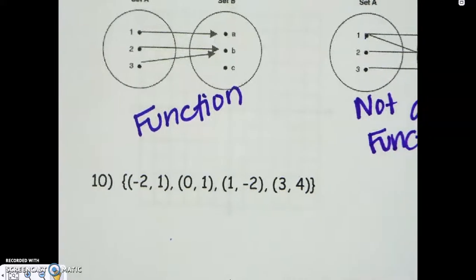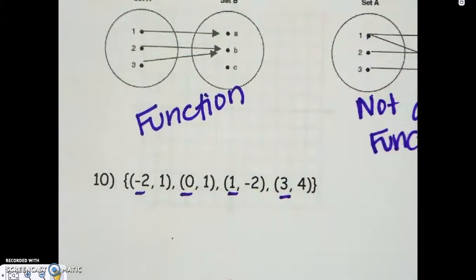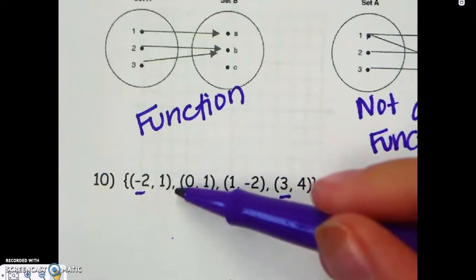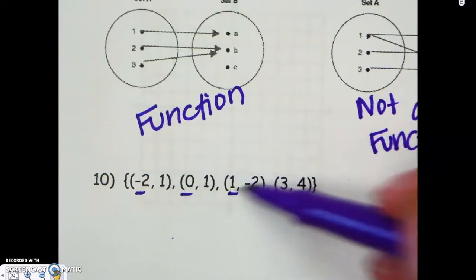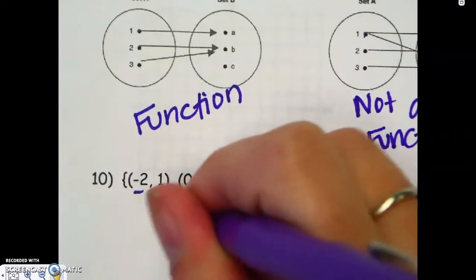Okay. And so similarly, we can look at relations or just coordinate points. So for example, in number 10, I'm looking to make sure each x only has one y value. So -2 only goes to 1, 0 only goes to 1, 1 only goes to -2, and 3 only goes to 4. So that's a function.